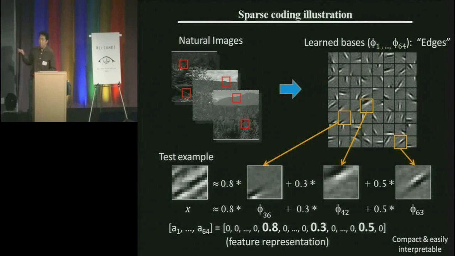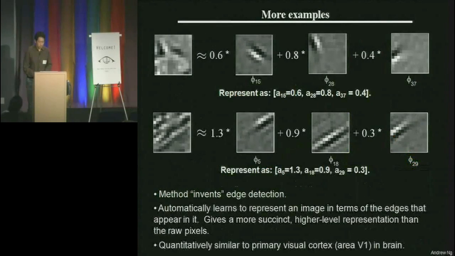And if you look at the vector at the bottom, A1 up to A64, that vector of coefficients is now a new feature vector for representing my image patch. And this expresses the image in terms of what edges appear in it, rather than in terms of the raw pixel intensity values. Okay, just a couple more examples.